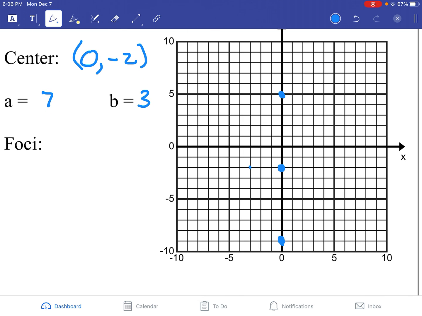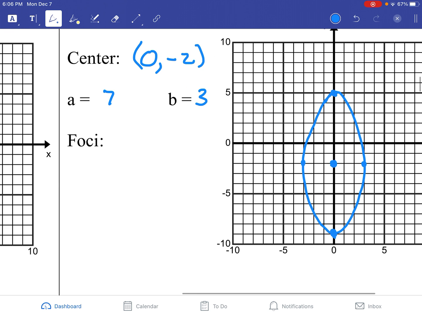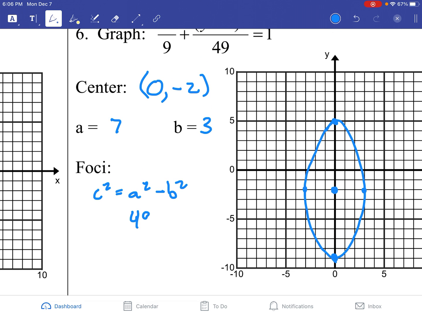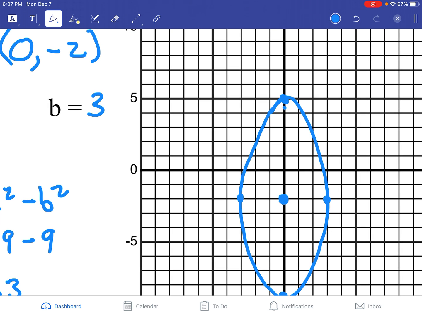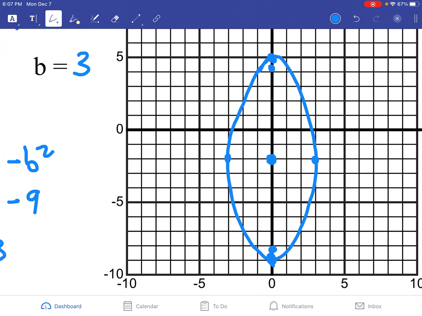We're going to go left and right by 3. So here's our ellipse. Okay, and then lastly, we're going to find the focus points. So you've got c squared equals a squared minus b squared. We're going to have 49 minus 9. C will equal the square root of 40. Let's figure out what that is: 6.3. So 6.3 up, about there. Okay, and that is our graph for the ellipse.